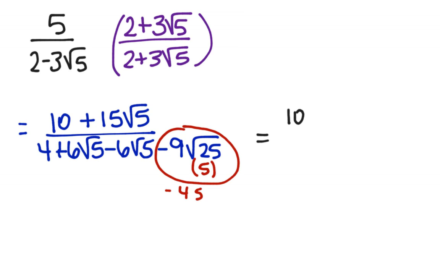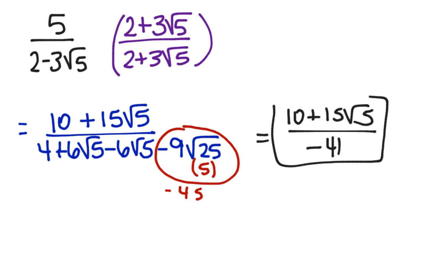Numerator stays put. 10 plus 15 radical 5. I have 4 minus 45, which is a negative 41. The positive 6 radical 5 and the negative 6 radical 5 is 0 radical 5. We cannot simplify all three numbers outside my radicals, so we leave our answer as such, and that is finished. That concludes this screencast on rationalizing the denominator.